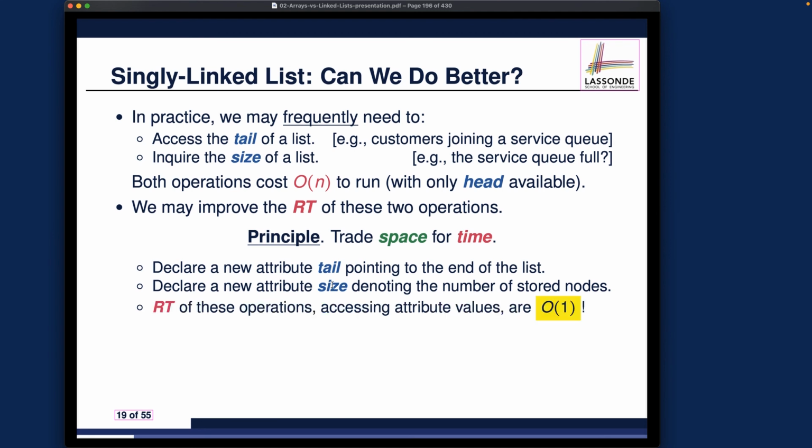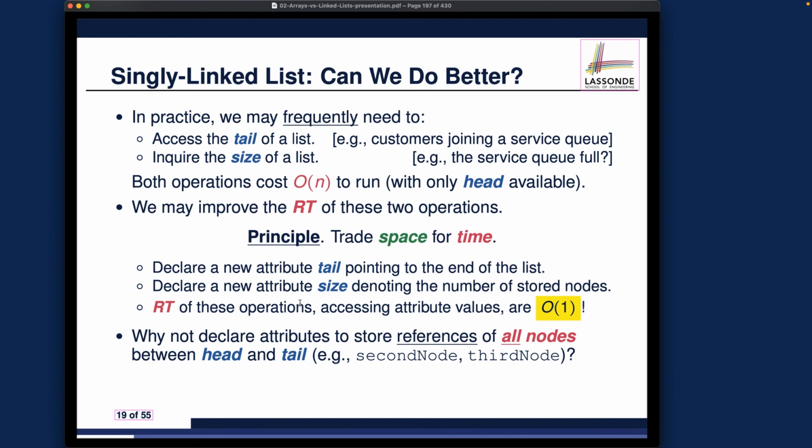And the running time of returning either the tail or the size will just be constant time, just a single return statement, right? Again, the principle is really to trade space for time. The only catch is you want to make sure that for all the methods of the singly linked list, if applicable, you update the tail and the size whenever appropriate.